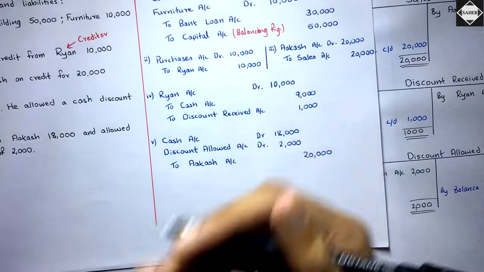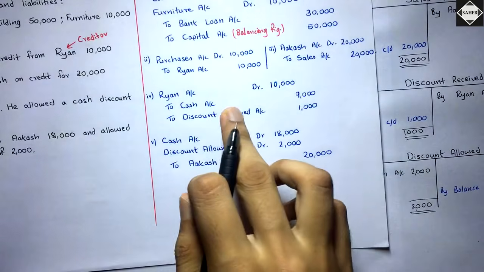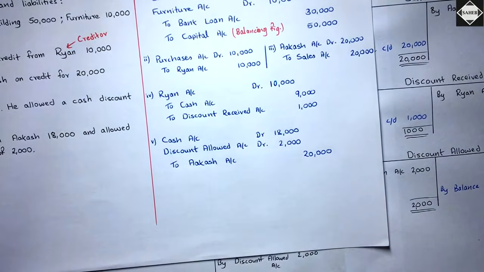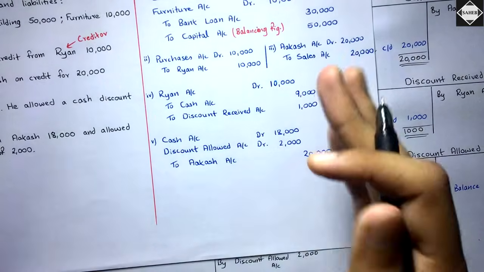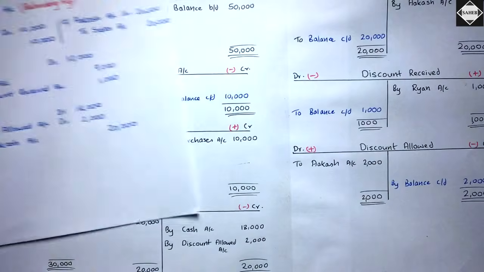We have given the discount. So this is a loss for us. Understand the difference properly. This was discount received. This is discount allowed. Discount allowed means expense, loss. Yeah, because we are losing the money, right? We are not going to get that 2,000. Is that clear? Right.